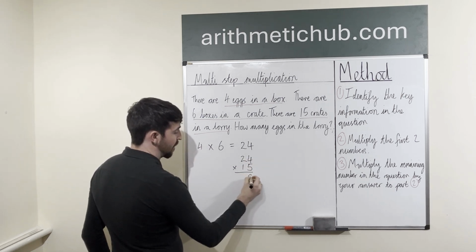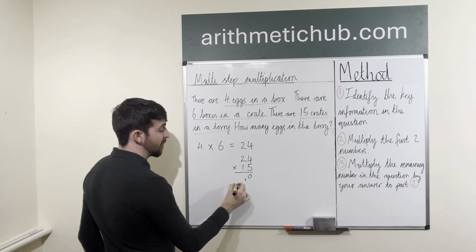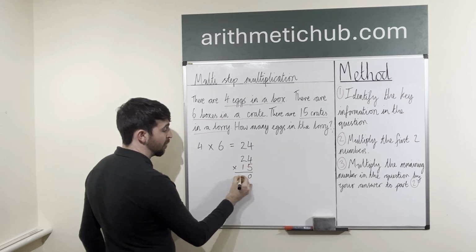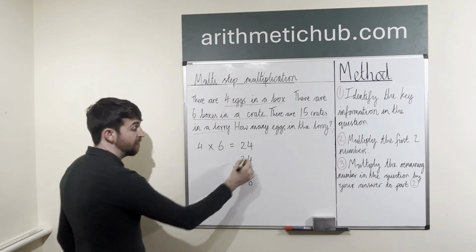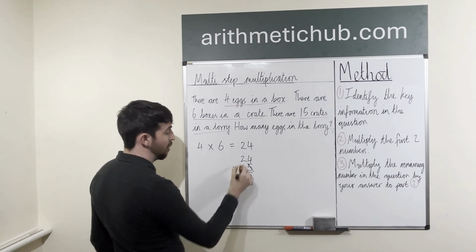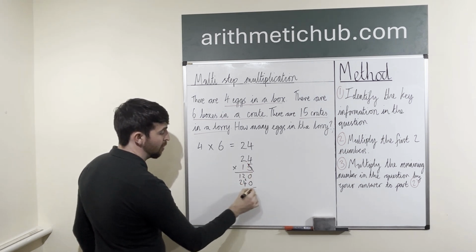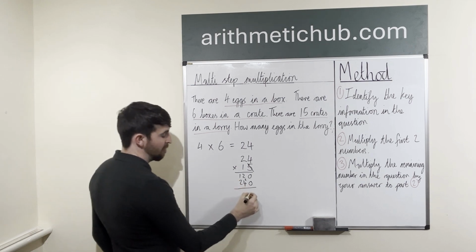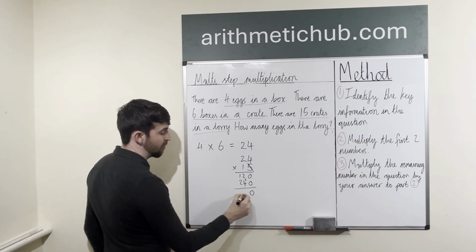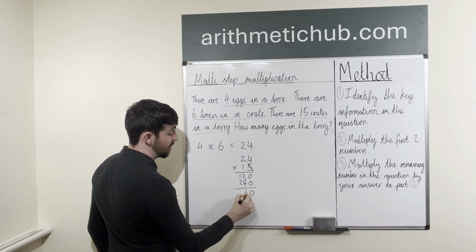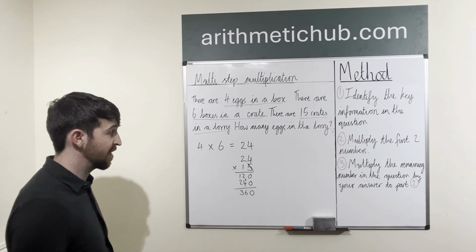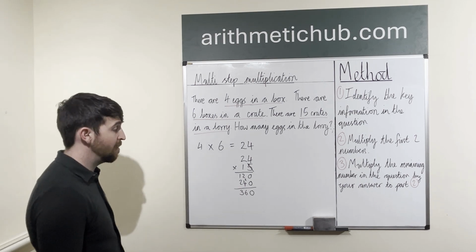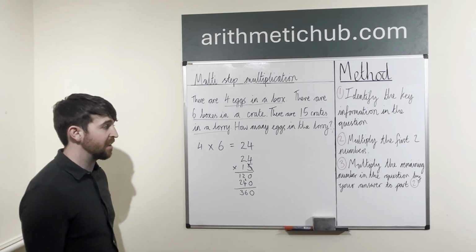5 times 4 is going to give me 20. 5 times 2 is going to give me 10. Add the 2 is going to give me 12. Drop my 0, cross out my 5. 1 times 4 is going to give me 4. 1 times 2 is going to give me 2. I'm going to add them together. 0 add 0 is going to give me 0. 2 add 4 is going to give me 6. 1 add 2 is going to give me 3, for 360. So the total amount of eggs in my lorry is going to be 360.